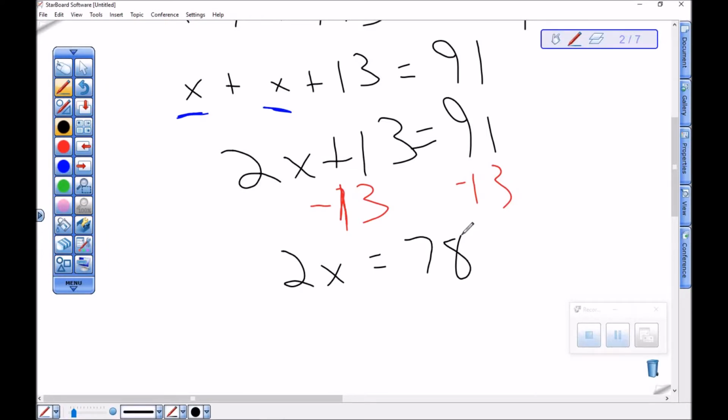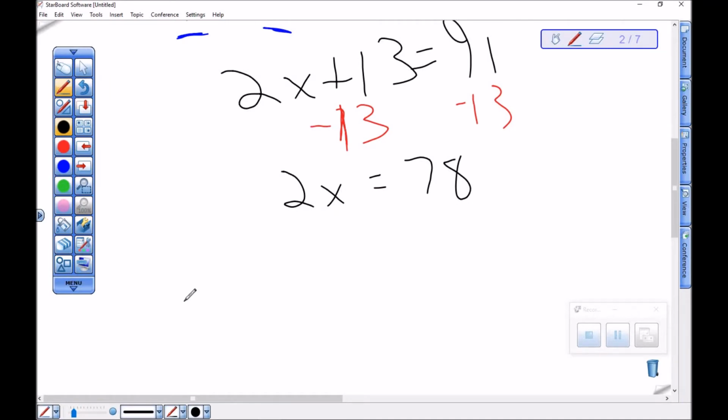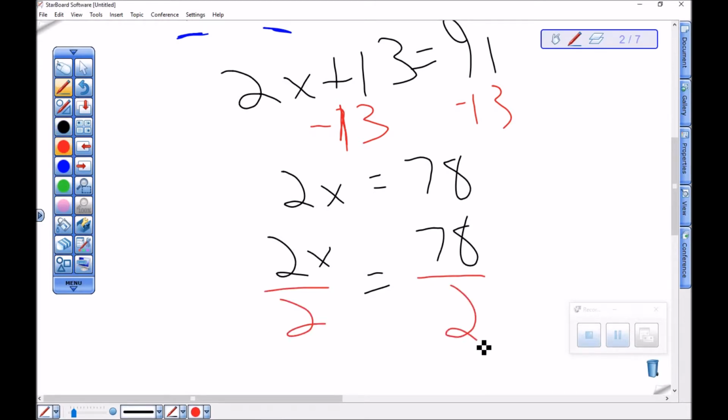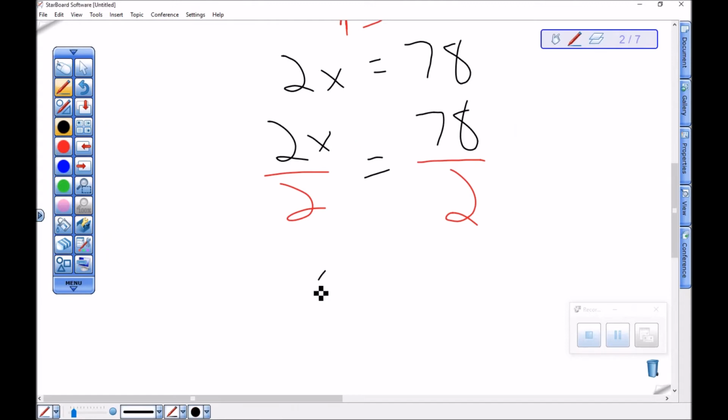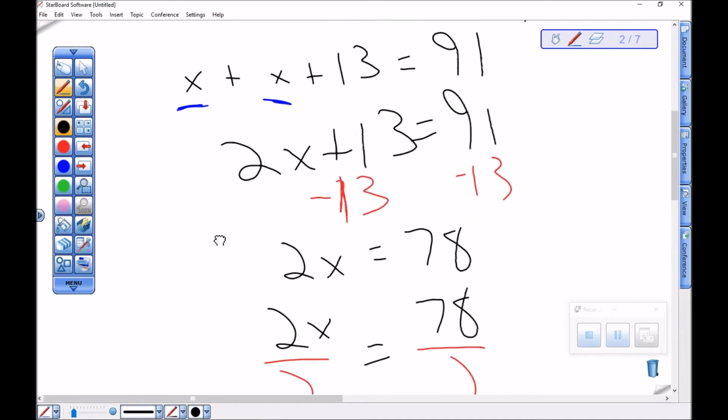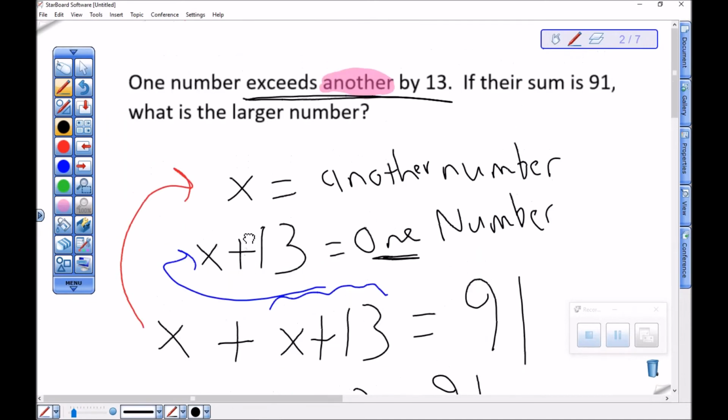And now I wish x were by itself instead of 2x being by itself. So I'm going to take both sides of this equation and divide them by 2. Half of 2x is x. Half of 78 must be easy: 39, because half of 80 would be 40, and this is 2 less than that. So I got that x was 39. What was x? Well, thankfully I wrote that down when we started the problem. x was another number. We got that another number was 39.